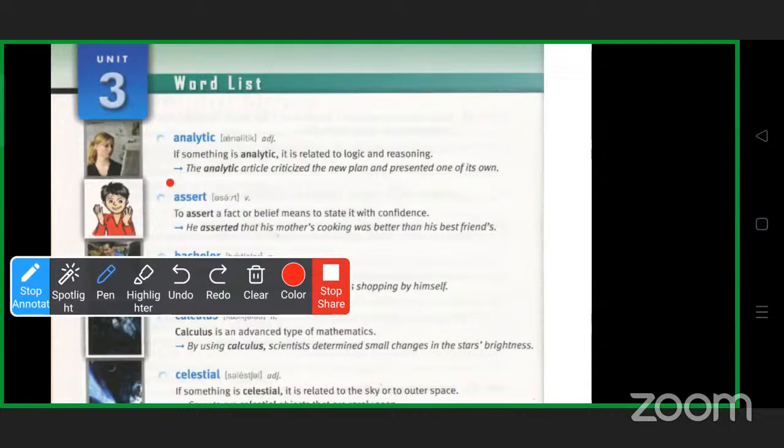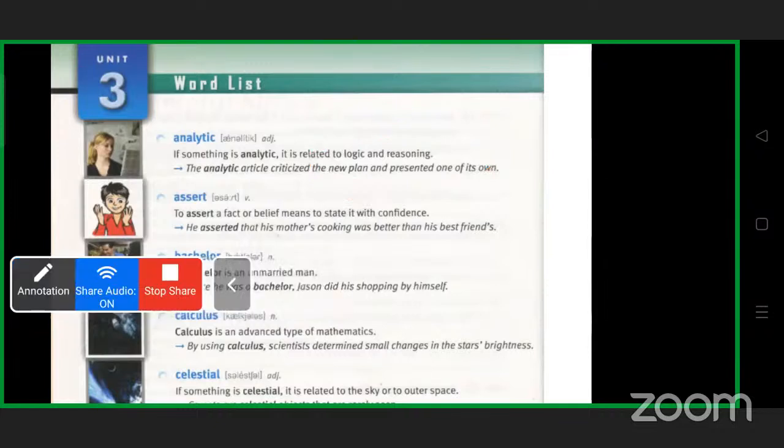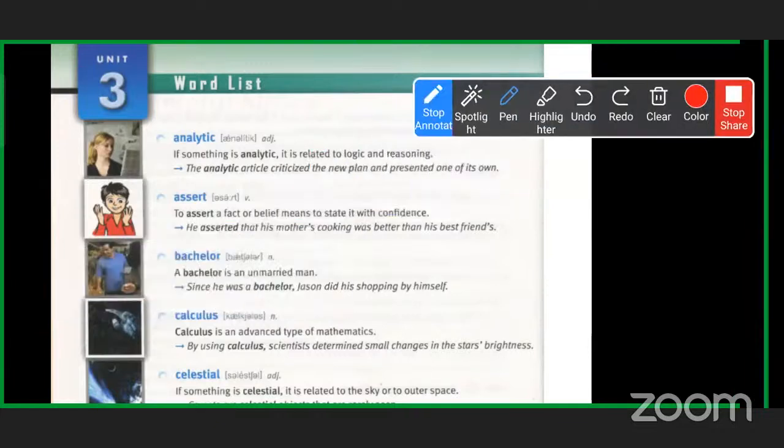So here you see an article. It's an analytic article: it criticized the new plan and presented one of its own. That's a kind of article which has a lot of reasoning, a lot of logic inside it, so as to deny the facts in the present one. Any present article is there, and it is denying that one just because the article was quite analytic in nature. So that's the meaning of the word analytic. I hope you have understood that one.